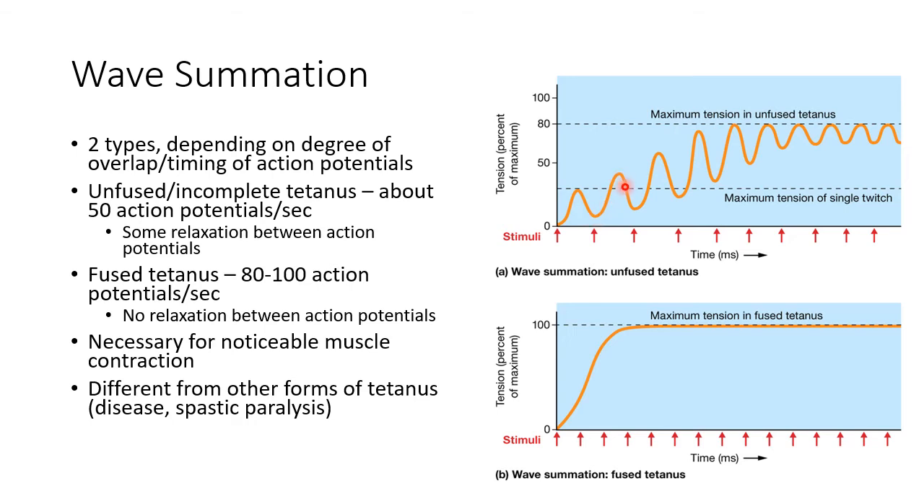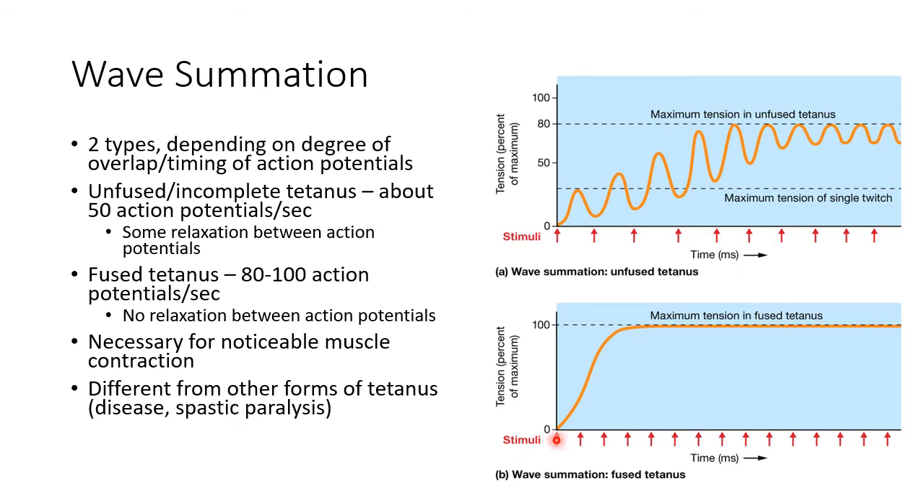And then that twitch will start relaxing, but before it's able to relax all of the way, while there's still some calcium in the cytosol, you're going to have another action potential, more calcium released, another twitch beginning. So in unfused or incomplete tetanus, the twitches overlap. They don't overlap completely, and over time they add up to some maximum value.